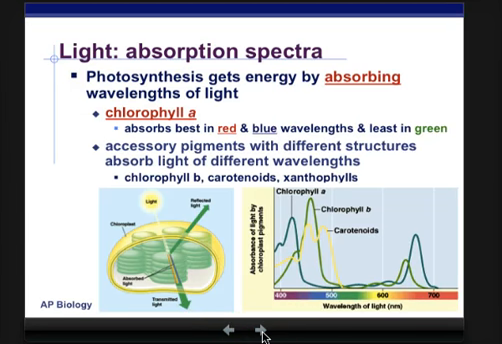Okay, so those are the other pigments that are also in those photosystems, just to point out. Okay, so all those pigments are sitting in the photosystems, and they absorb different wavelengths of light and have slightly different functions along the way in the plants.